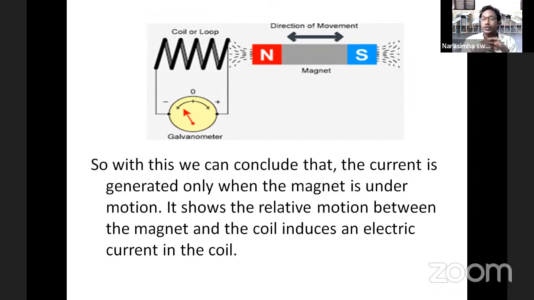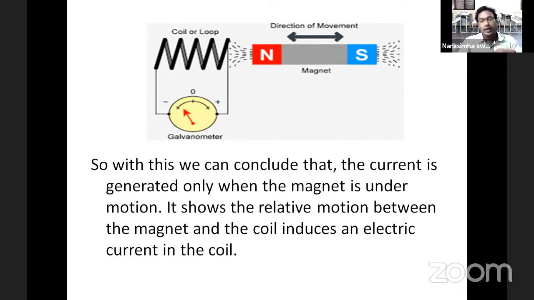So relative motion, with respect to the coil. In the first experiment the coil was kept stationary and the magnet was under motion. So with respect to the coil, the magnet is under relative motion. The coil is kept constant, and the magnet with respect to the coil is under motion. So it is a relative motion.